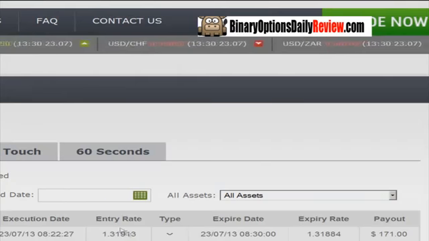Okay, guys, this trade finished in favor. In at 1.31913, closed at 1.31884 for 171 payout. So a solid trade here at GTOptions. Let's go check out the chart one more time and finish this thing up.